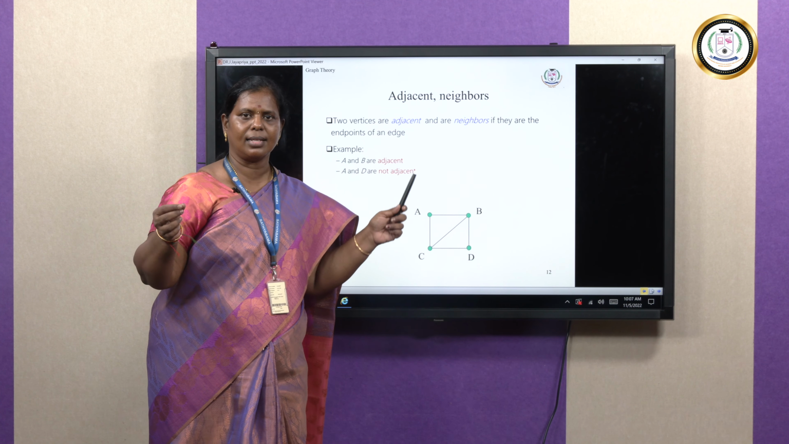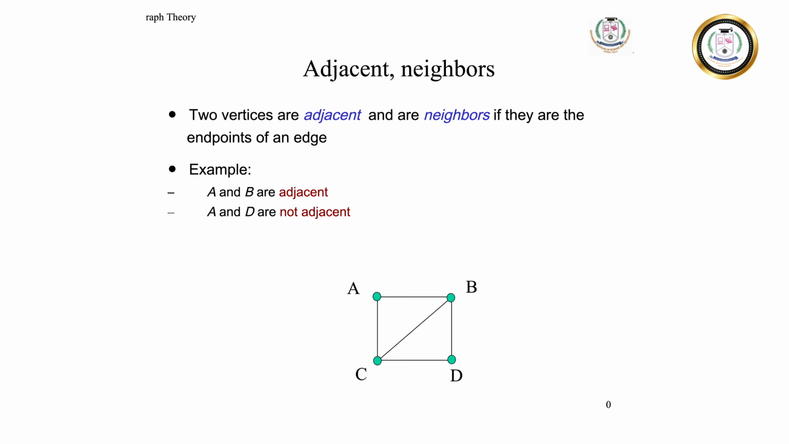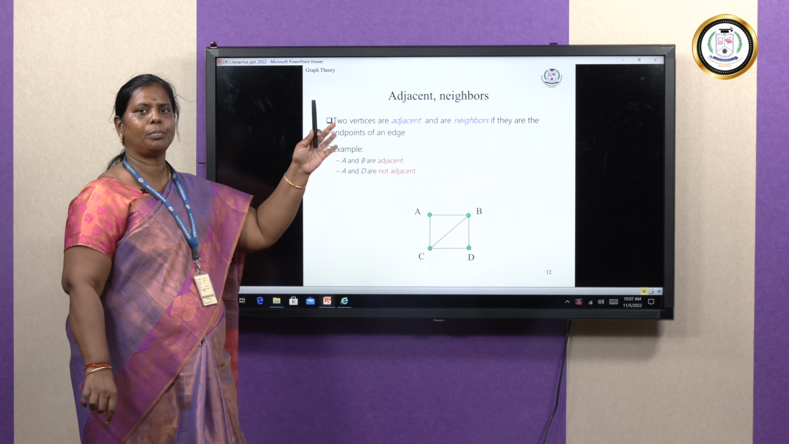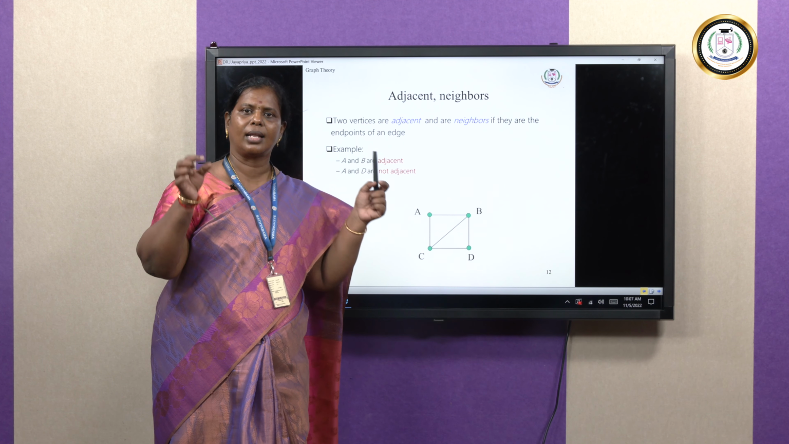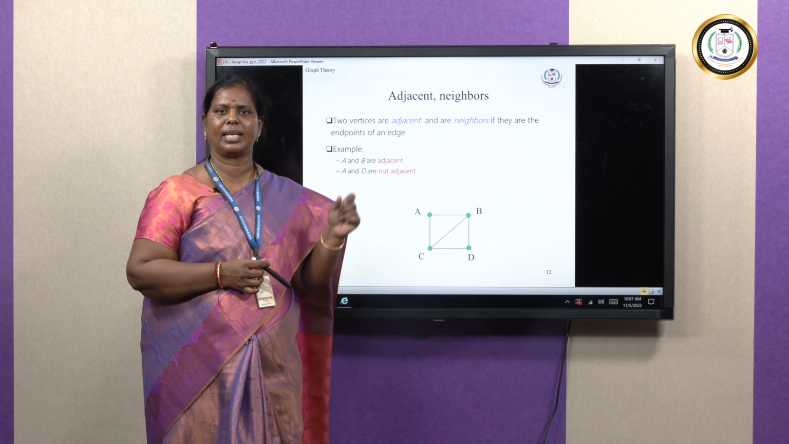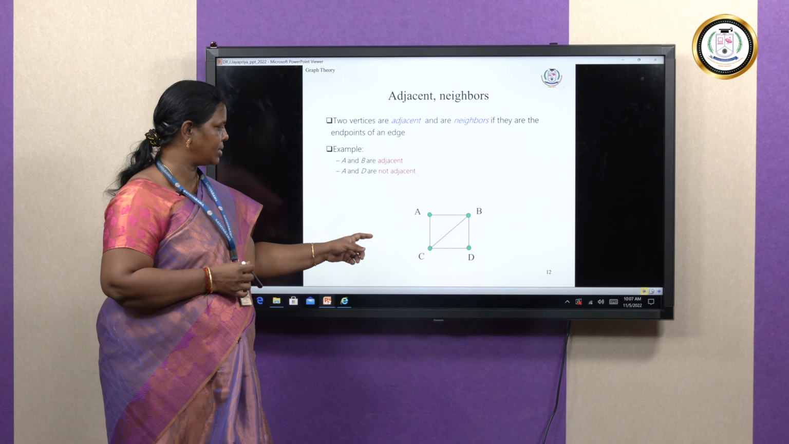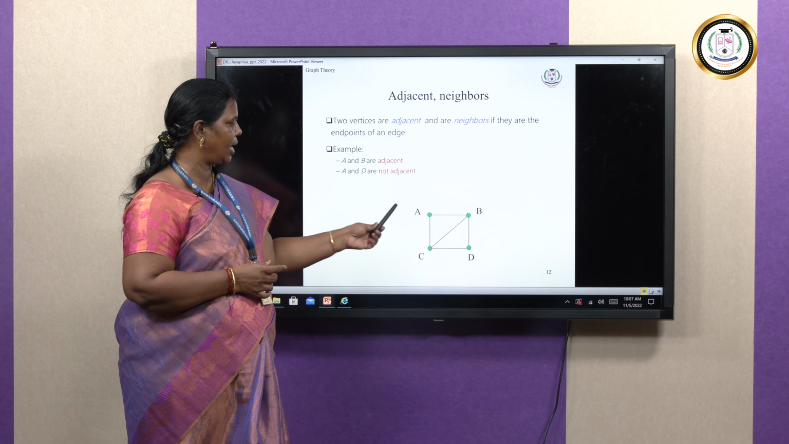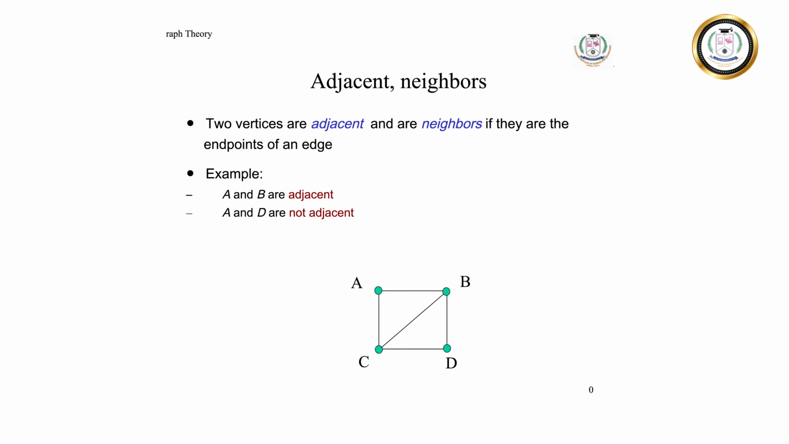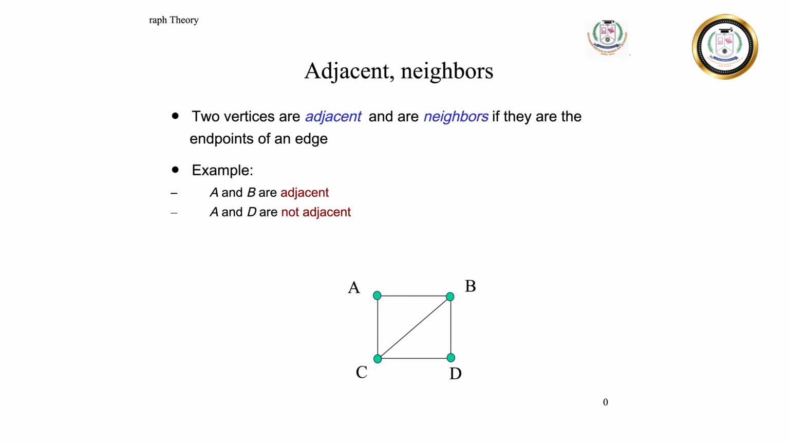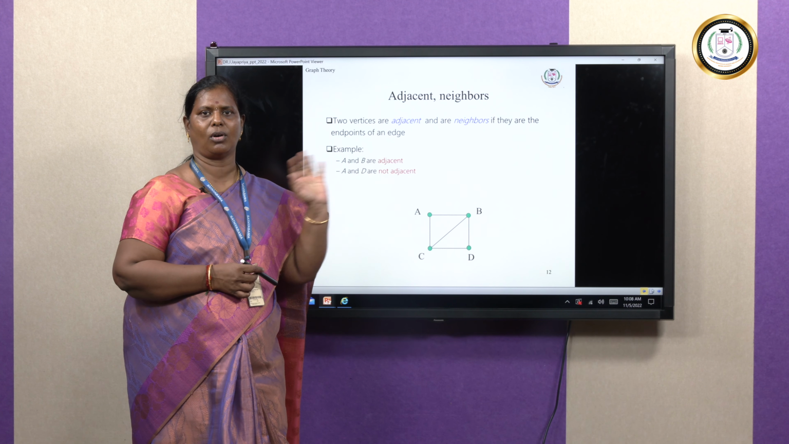So we say that the vertices A and B are adjacent when there is an edge which has them as its endpoints. We notice that the vertices A and B are the endpoints of an edge, so we can say that A and B are adjacent. And if you look at A and D, they do not have an edge with them as endpoints, so they are not adjacent.